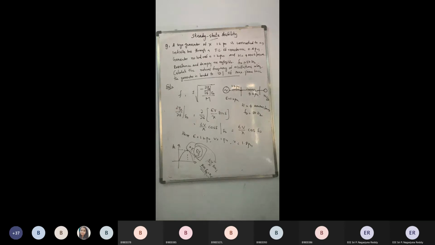Have you understood? Sin delta naught is 0.5. So what is delta naught? If sin delta naught is equal to 0.5, delta naught will be 30 degrees, right? So what will be cos delta naught? Cos 30. What is cos 30? Anybody? What is cos 30?